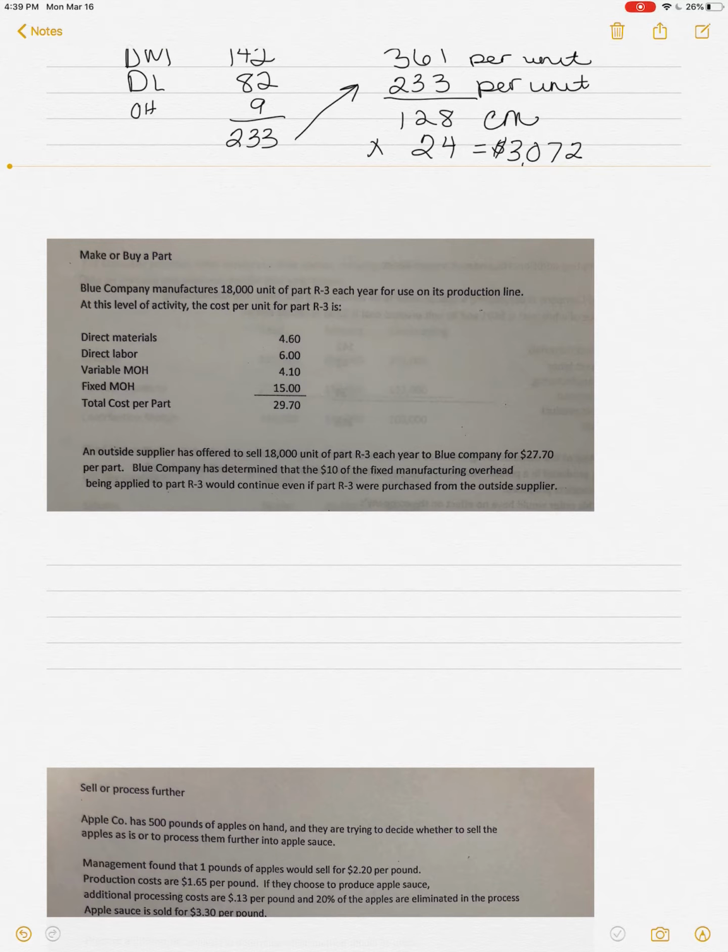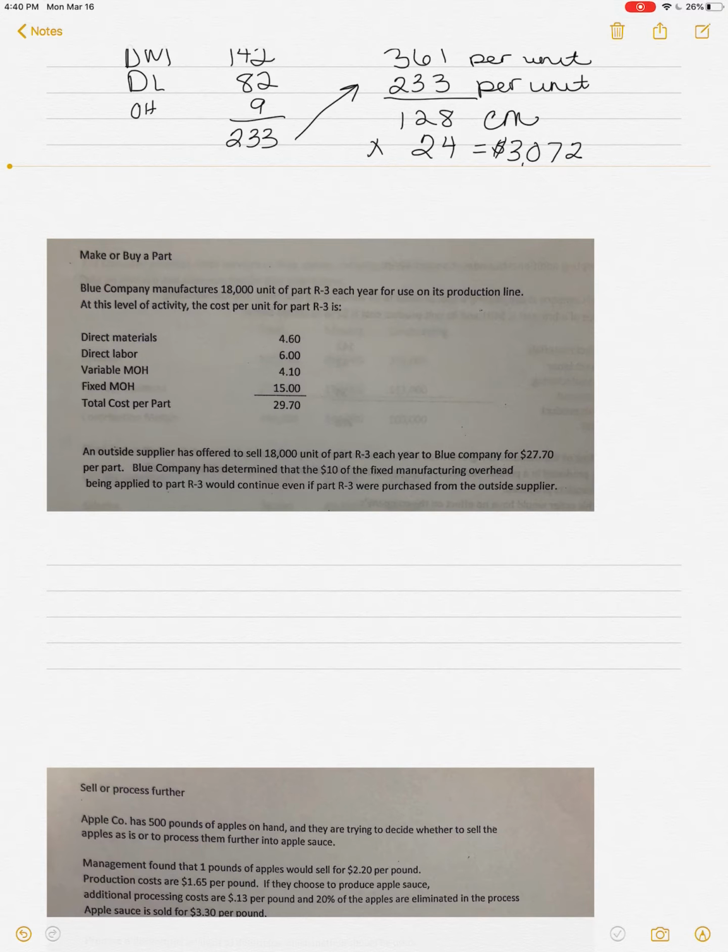The next decision is make or buy. Should I make a product or should I buy it? This one's pretty easy. If you just look at it, I can make a product for $29.70. Somebody's willing to sell it to me for $27.70. At first glance, you say, I should just buy this product instead of making it.